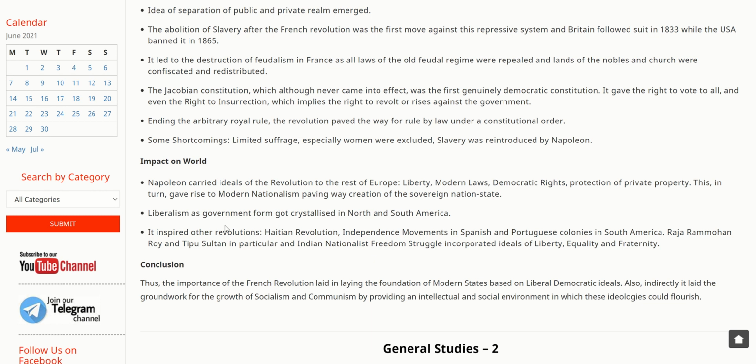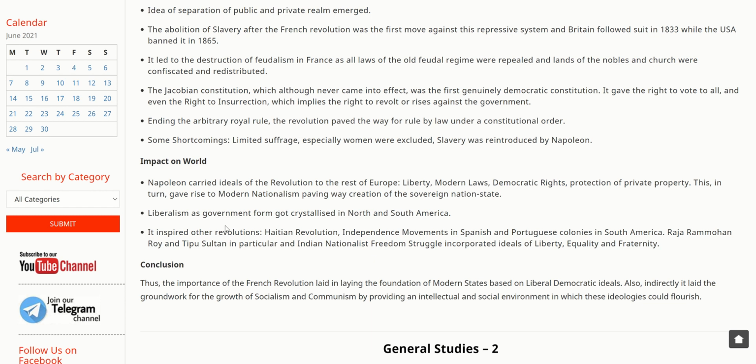Impact on the world: Napoleon carried ideals of the revolution to the rest of Europe: liberty, modern laws, democratic rights, protection of private property. This in turn gave rise to modern nationalism, paving the way for creation of the sovereign nation state. Liberalism as a government form got crystallized in North and South America.